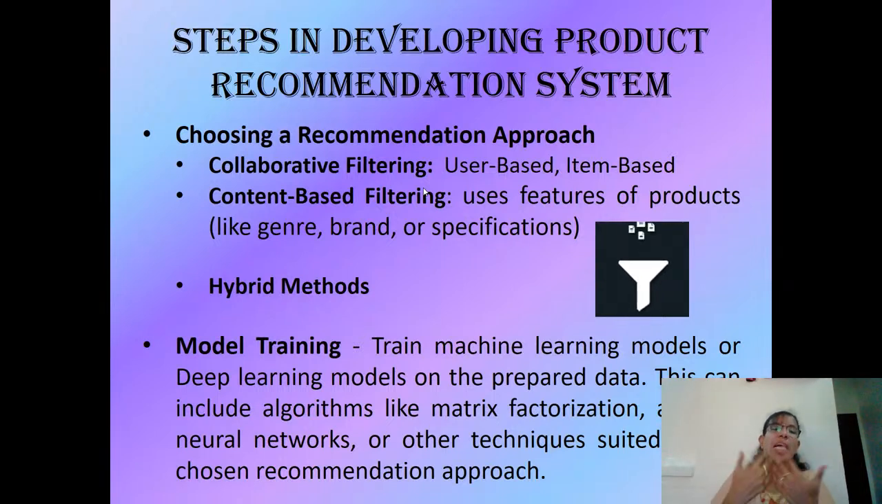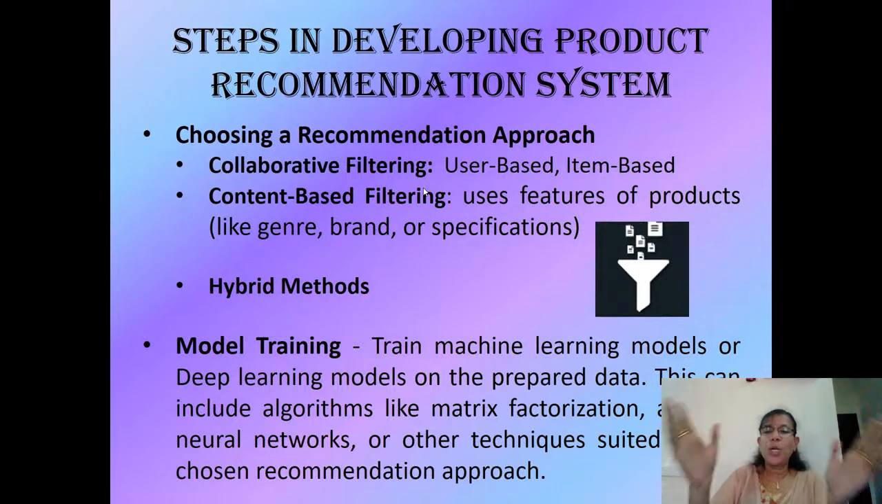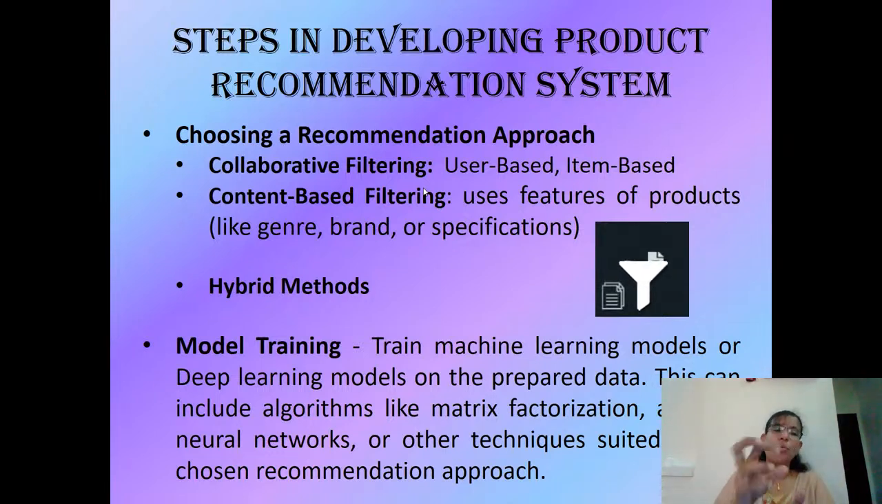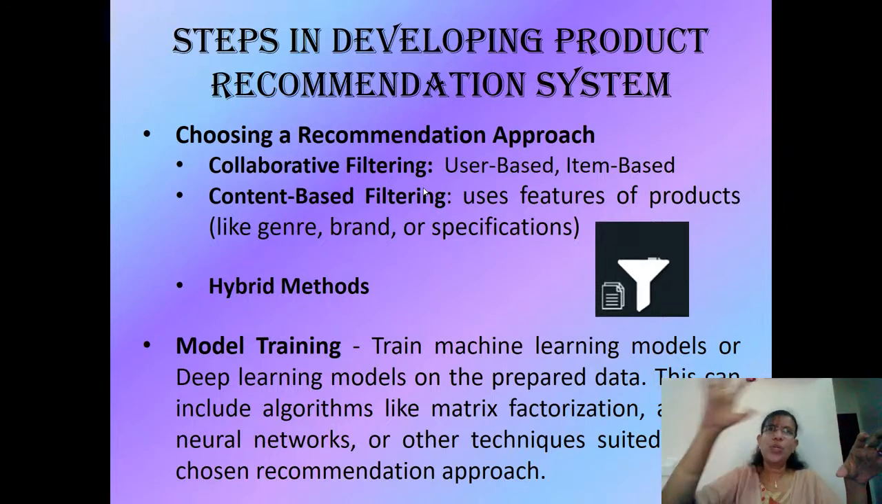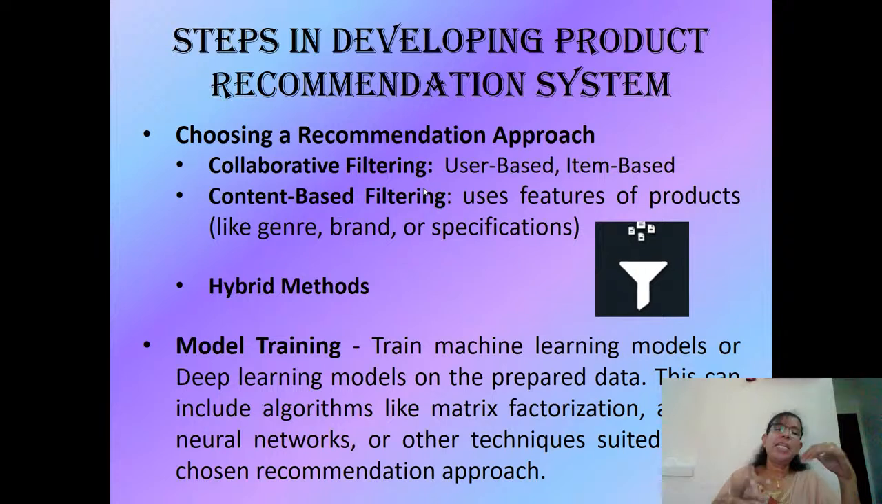And then the next one is content based filtering. What do you mean by content based filtering? Here the features of the product will be used, like genre. Say for example, you buy some paintings for your home. Then what it will do is show you different types of paintings in the same classification. So this is genre.